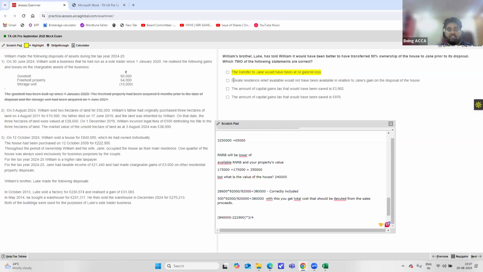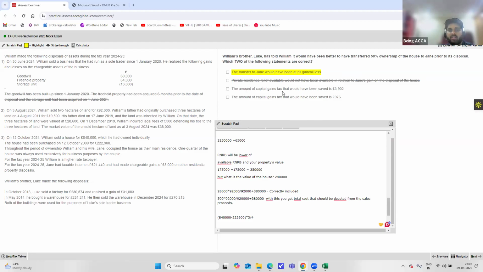Next, private residence relief would not have been available in relation to Jane's gain on disposal of the house. Is that applicable? No, because she was also living in that house because they were married and she was also living in that house. It is available to her as well. So this is a wrong option. Eliminated. You're done with two.